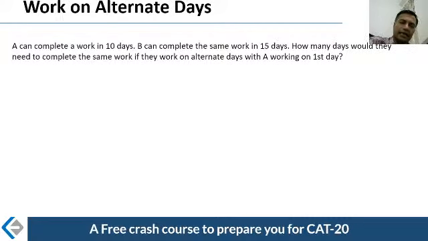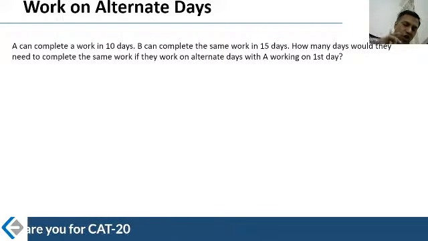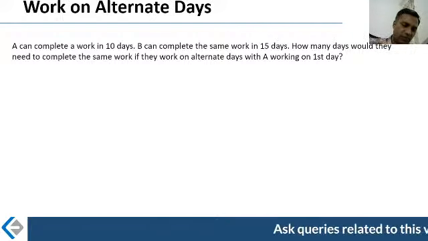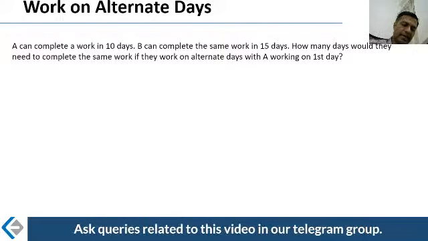A completes a work in 10 days. B completes the same work in 15 days. How many days would they need to complete the same work, working on alternate days with A starting the work?